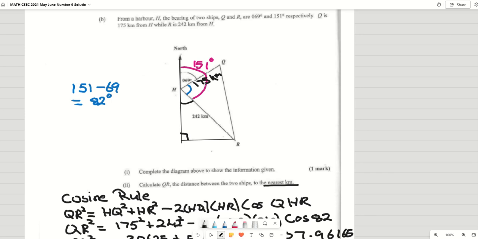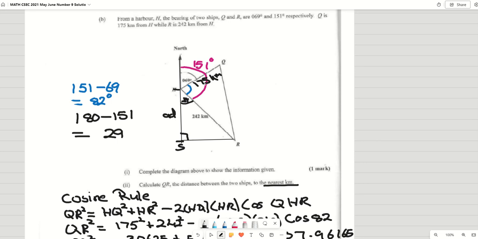The black angle is 180 minus 151, which is equal to 29. So we know that this angle here is 29. We want to know how far down south. We know that from here to here is 242. South is this direction. So they're basically asking you for what side is this?